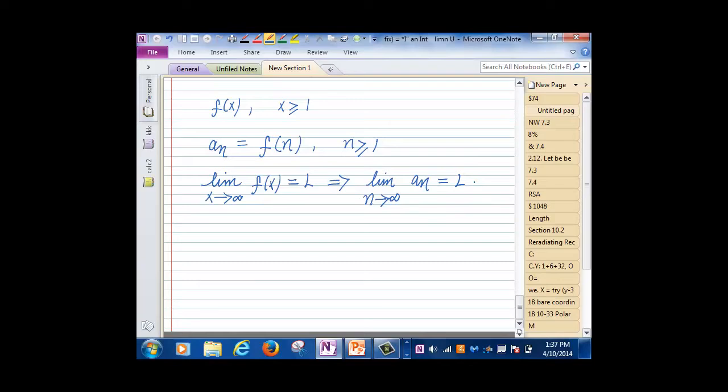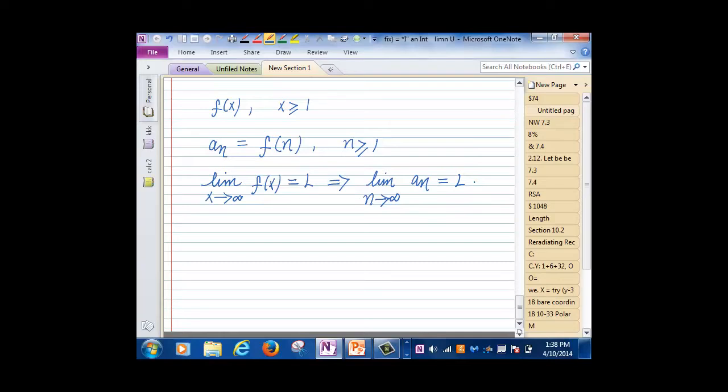Why is this nice? Why do we care about knowing this? One of the reasons is that if I have to find the limit of a sequence, I am not allowed to apply L'Hopital's rule. Why can't I apply L'Hopital's rule to a sequence? It's a function, but the domain is the set of positive integers.